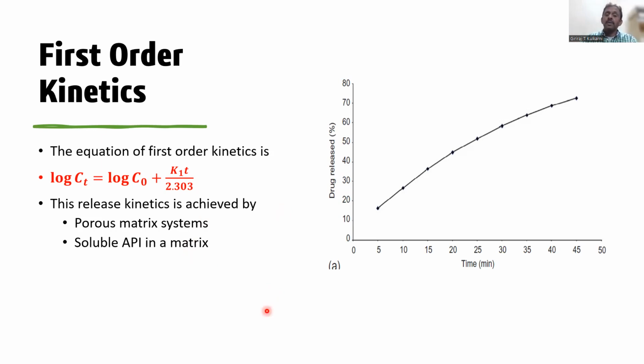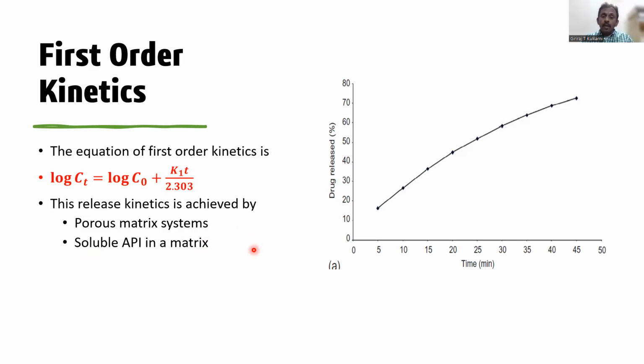If it is a reservoir system, we can't apply first order kinetics because all reservoir systems follow zero order kinetics. If it is a matrix system where drug and polymer are mixed together, we get a uniform dispersion which will be compressed into a tablet or made into a transdermal delivery or any formulation. So it should be a matrix. First thing, if it is a porous matrix, you get first order kinetics. If in any porous or non-porous matrix the drug is water soluble, then we usually get first order kinetics.